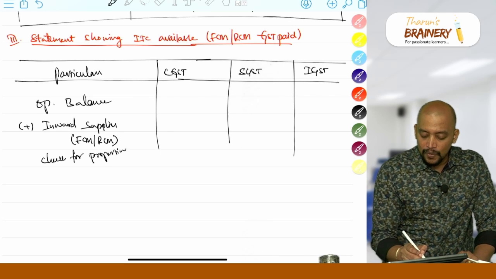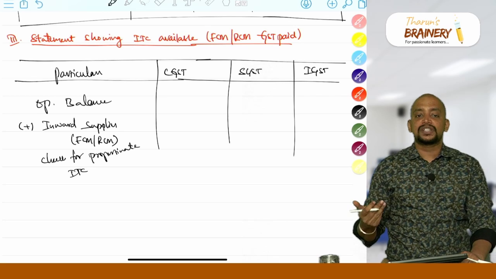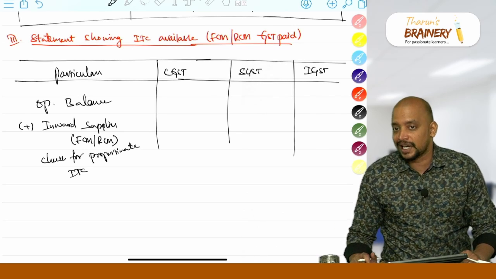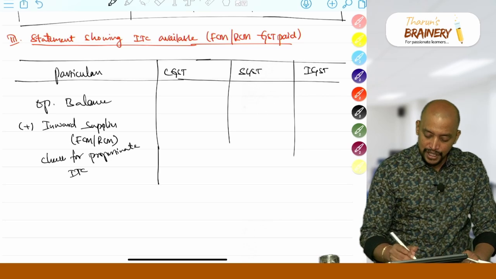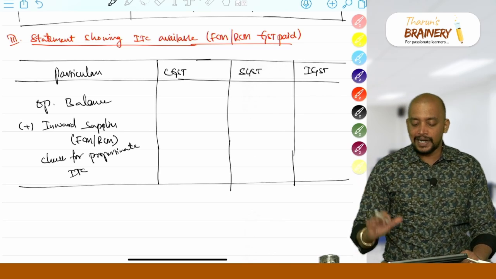Why will proportionate ITC come? Sometimes there will be inward supplies which are common for both taxable and exempted supplies. Then you need to check for proportionate ITC. So that treatment you need to see. Okay, now you will get the ITC.